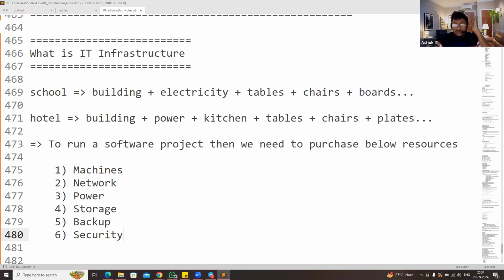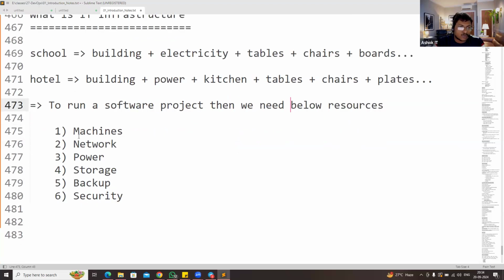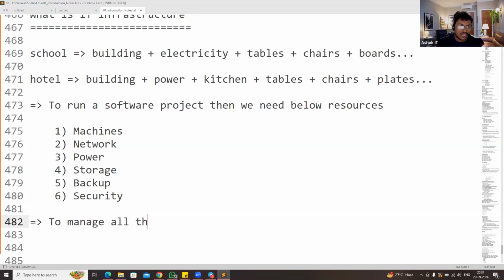In order to run one software project, we need the resources below. What resources are required? Machines are required, network is required, power is required, storage is required, backup is required for those machines, and security is required for those machines. Now, in order to maintain and manage all these things, we need a building.